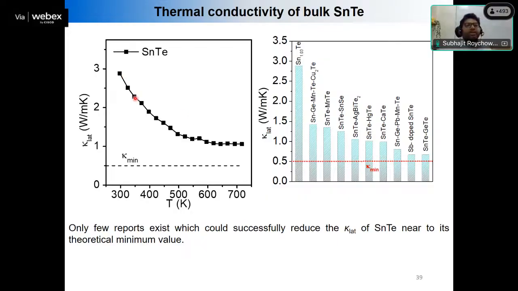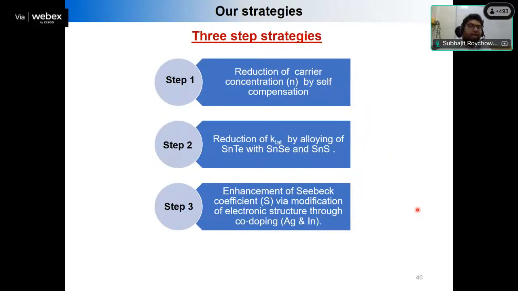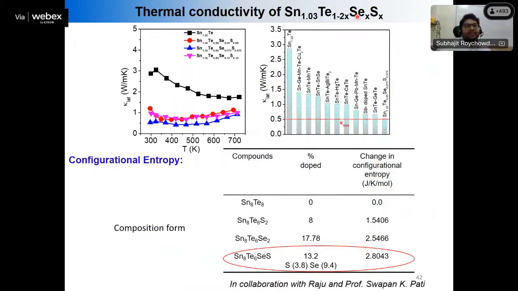But the thermal conductivity is quite high, approximately 3 watt per meter Kelvin. Now, how to overcome that problem? There are many studies people have done, but no one could reach the minimum thermal conductivity. That's why we took a three-step strategy. First, reduction of carrier concentration, then reduction of K lattice by tin selenide and tin sulfide, and then enhancement of Seebeck again by co-doping. So by doping selenium and sulfur, we measured the thermal conductivity, and now you can see here thermal conductivity reaches the minimum limit.